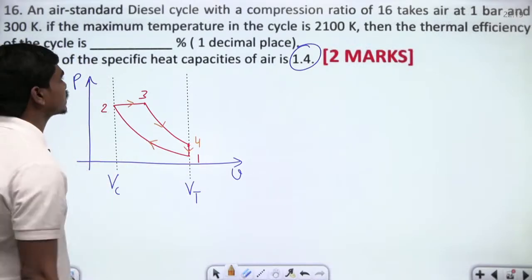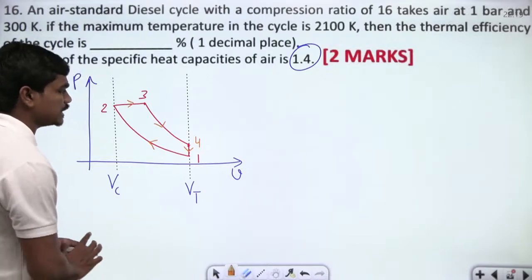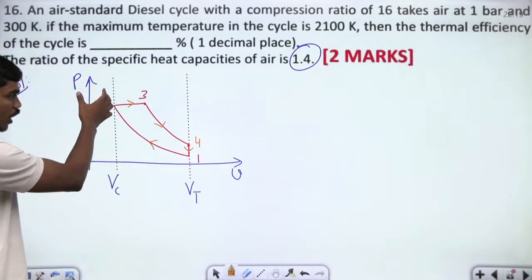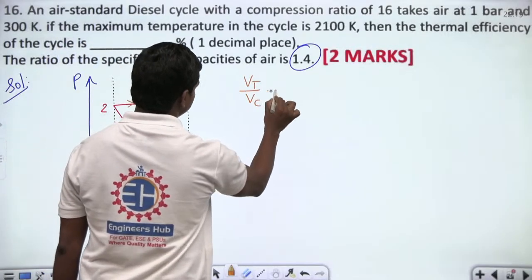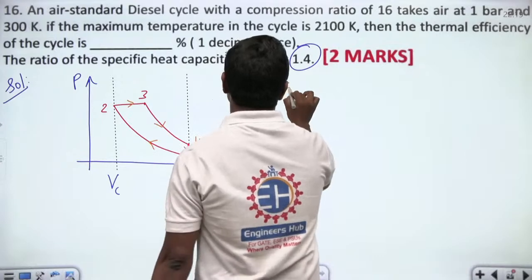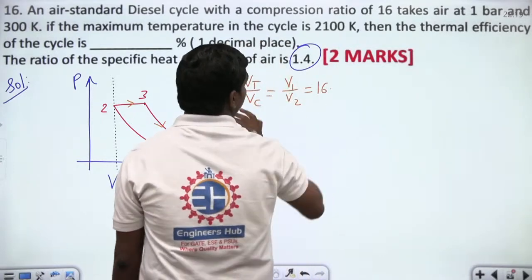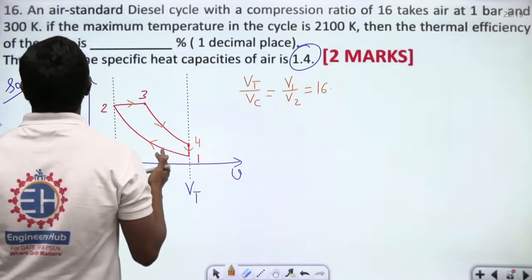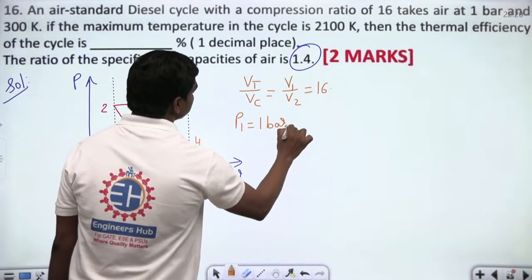Now, if this is the cycle, one thing that's mentioned here is it has a compression ratio of 16. And what is the compression ratio? The ratio between the total volume to the volume that we compress, so Vt by Vc. This is actually in terms of 1, 2, 3, 4: V1 by V2 is equal to 16. Correct? And the air is taken at 1 bar and 300 Kelvin. So P1 is equal to 1 bar, which is 100 kilopascals.